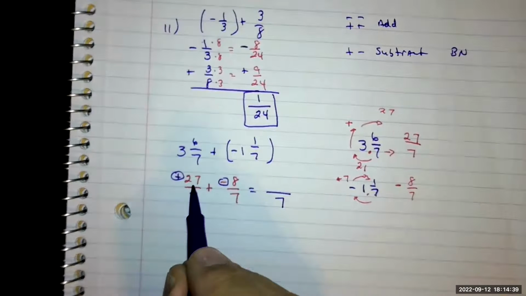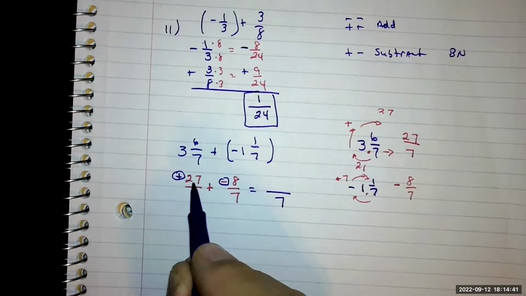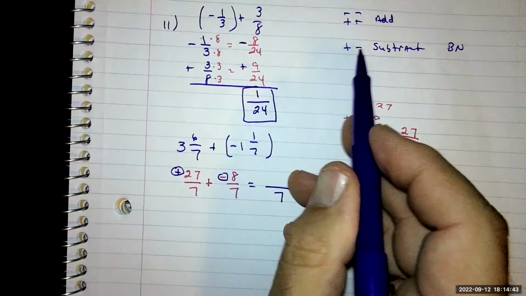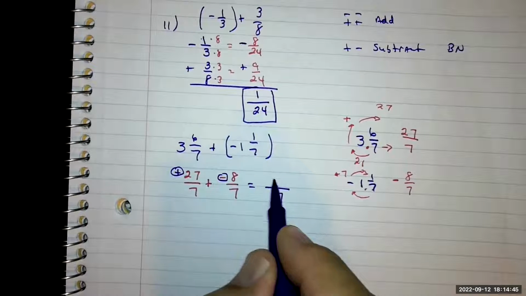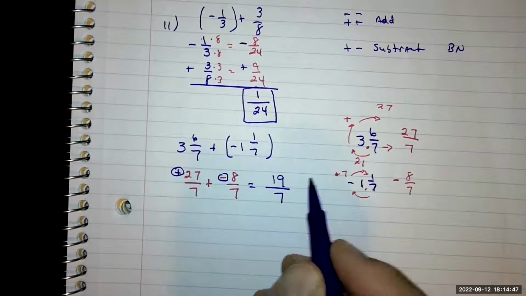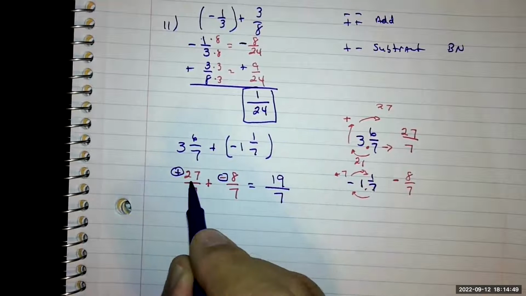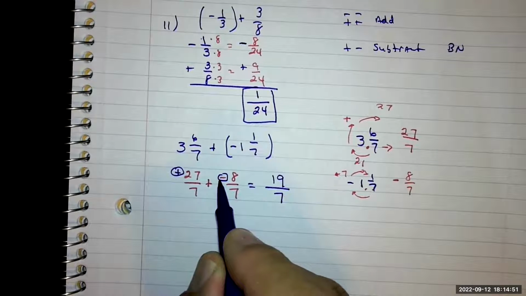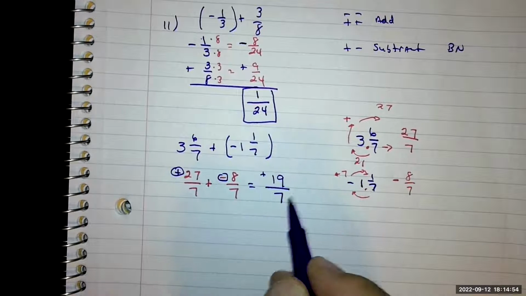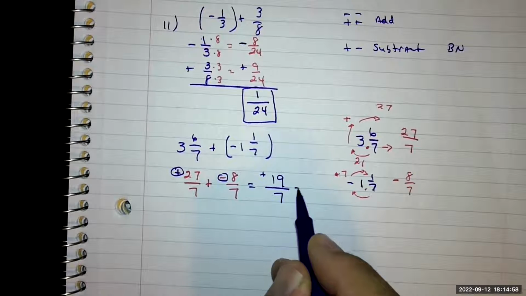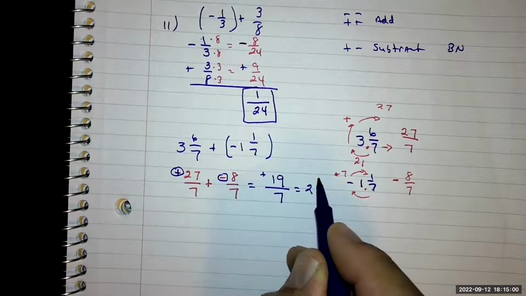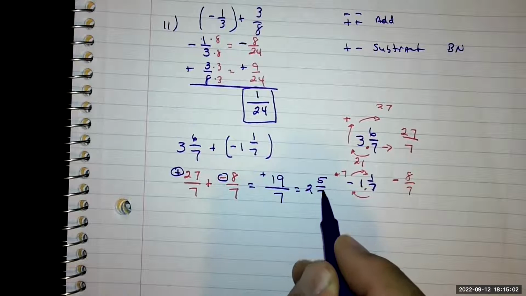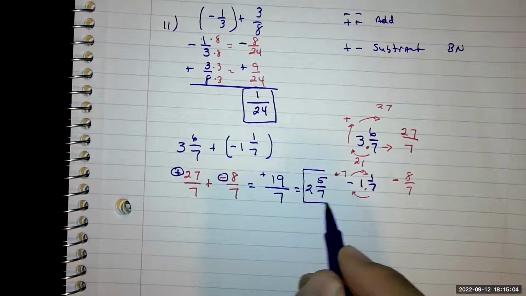And now we're going to take 27. And since these are different, like up here, we're going to subtract the numbers. So 27 minus 8 is 19. And now the biggest number is 27. It's positive, so we won't have to worry about the negative. So it'll be a positive. Now, this is an improper fraction, so 7 goes into 19 2 times, and we'll have 5 left over. And 7 will be my denominator.